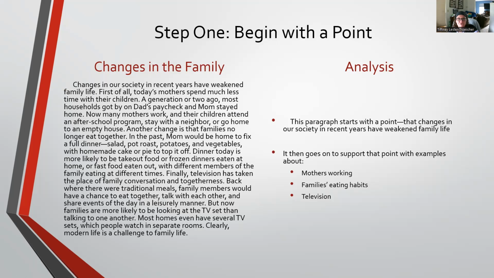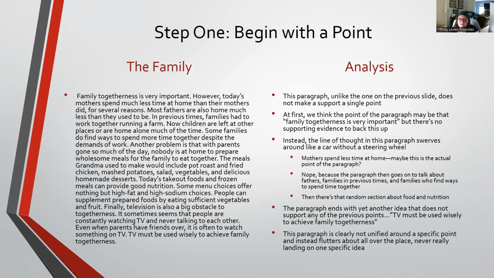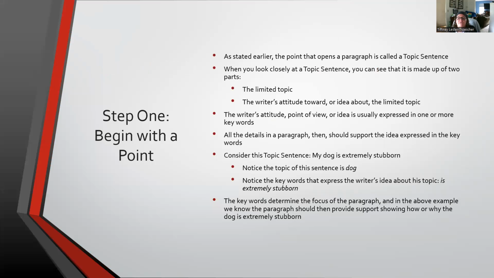It is where the paragraph succeeds. Well, there's a lot more that is required in order for the paragraph to succeed, but certainly the topic sentence alone can cause the paragraph to fail. Super important. All right. So we know that the opening sentence of a paragraph is our topic sentence. You can see that it's made up of two parts: the limited topic, the focus, and the writer's attitude or idea about that limited topic. Sort of like what the purpose is. Why are we talking about this topic?